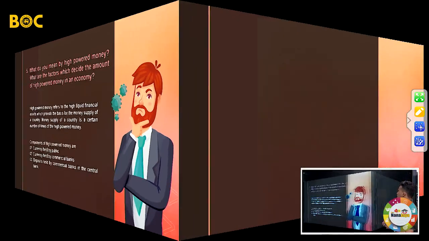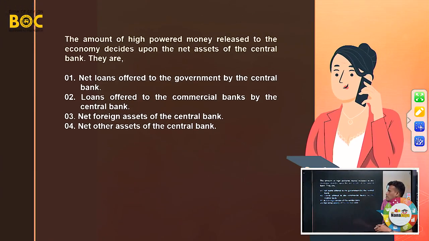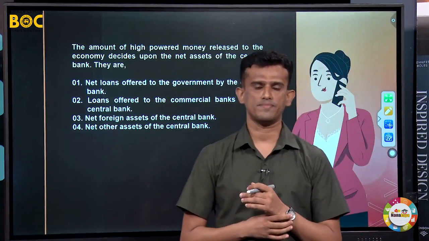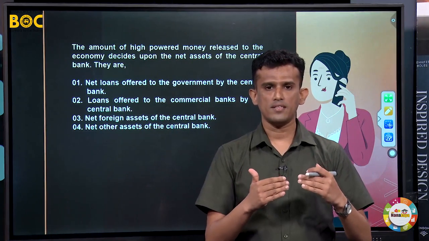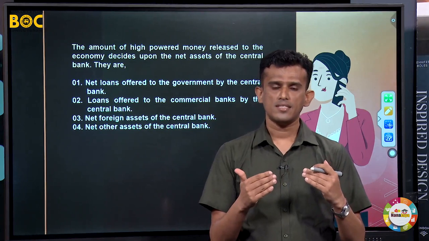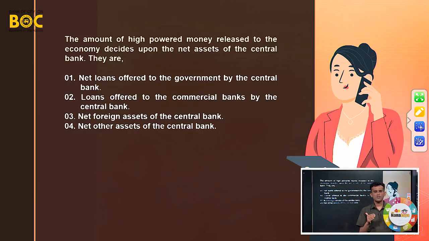So, we identify the determinants of high-powered money based on the net assets of the central bank. The amount of high-powered money the central bank, the monetary authority of the country, has released to the economy at a given point of time decides upon the amount of assets they have acquired. The central bank releases high-powered money by acquiring various assets. No? The central bank releases high-powered money to the economy by acquiring various assets.